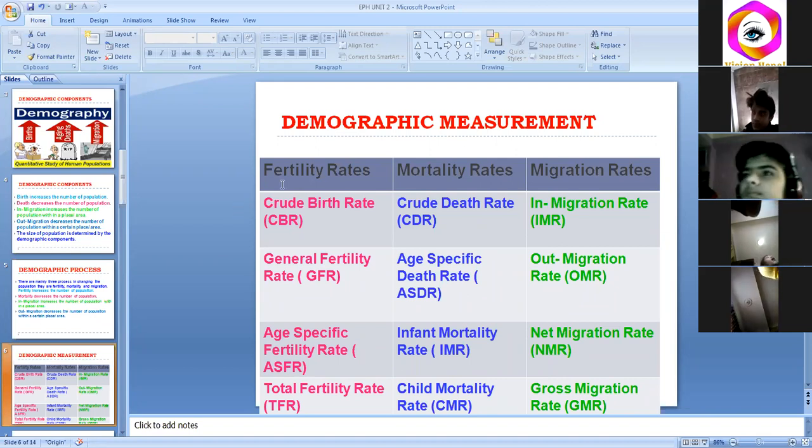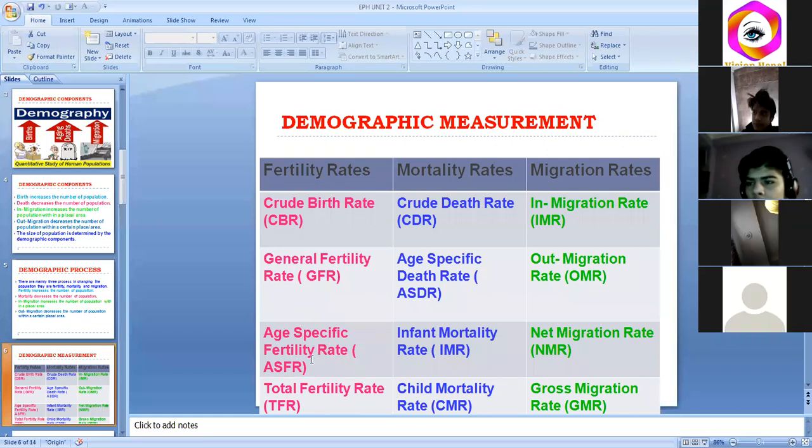Fertility rate can be measured with the help of CBR, GFR, ASFR, and TFR. CBR stands for crude birth rate, GFR is general fertility rate, ASFR is age-specific fertility rate, and TFR is total fertility rate. We will discuss these separately with the help of formulas.